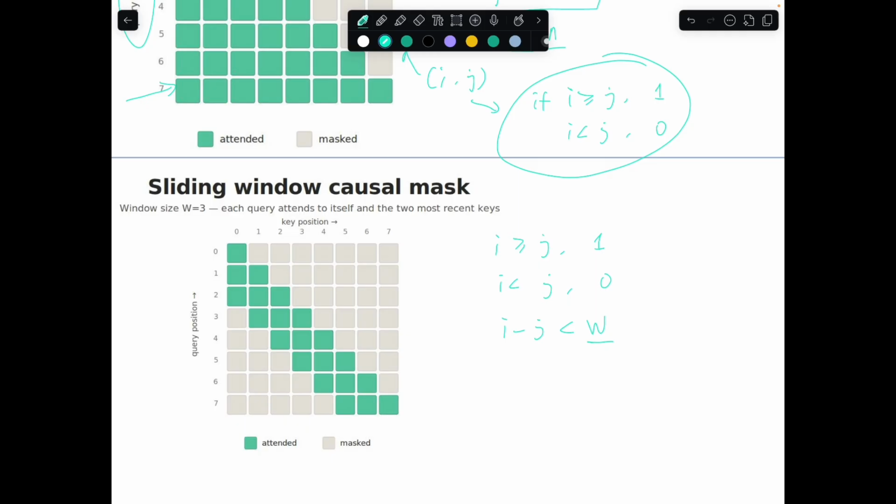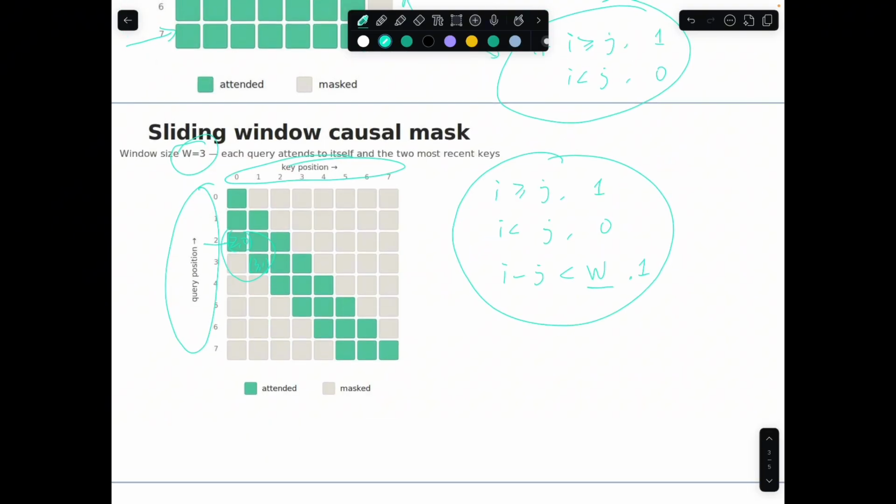Let's look at several examples. This is a query position, this is a key position, and the window size w is equal to 3. Say i is 2 and j is 0, or i is 3 and j is 1. They all satisfy these criteria, so this should be 1. This is the sliding window causal mask. It's very relevant when you are processing long sequences.